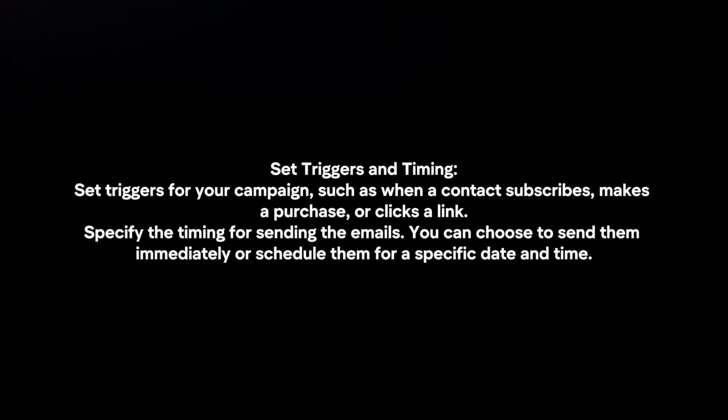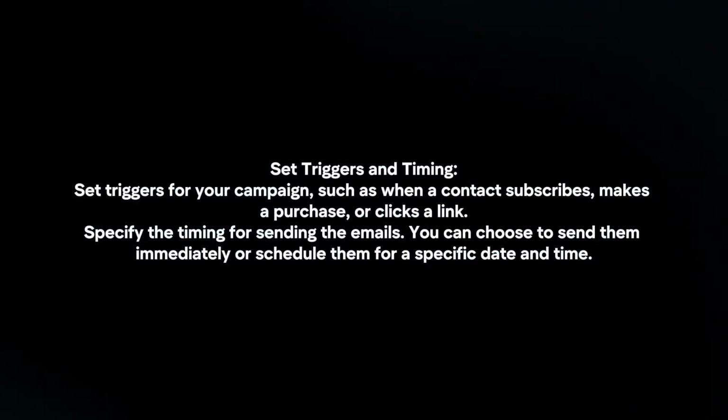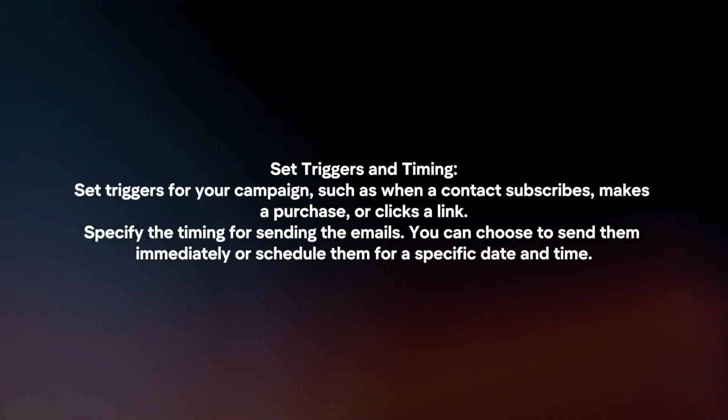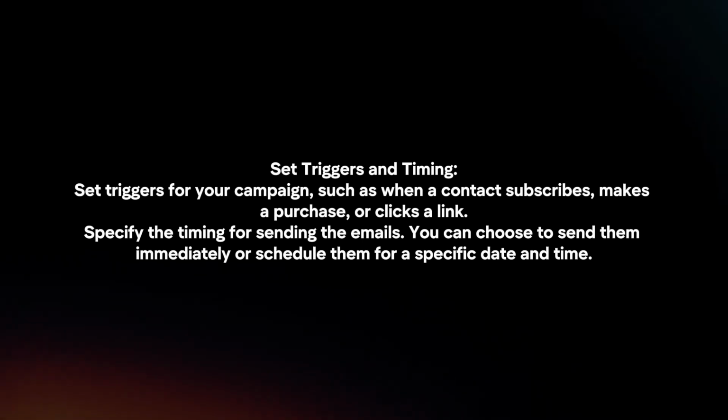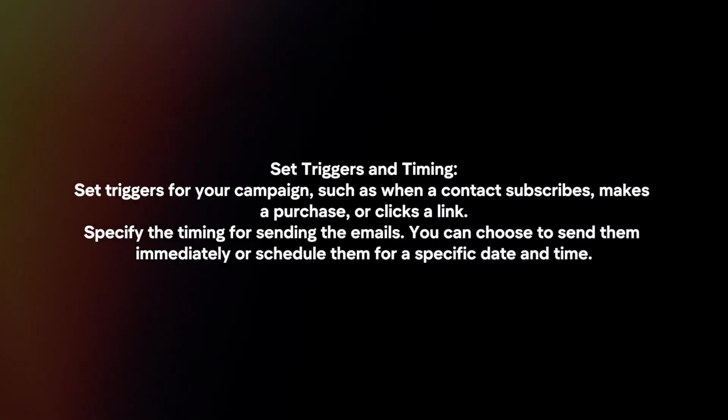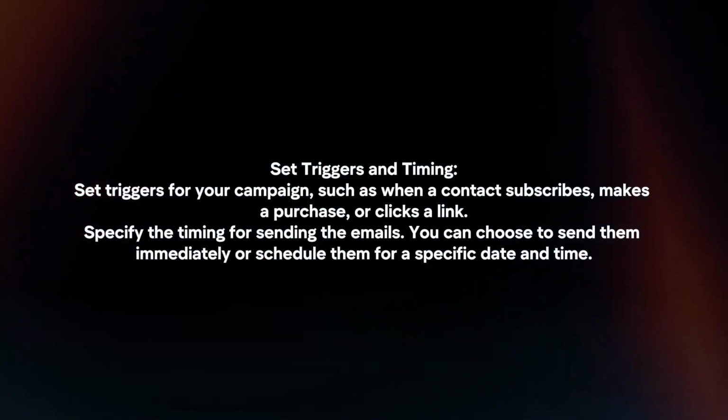Set triggers and timing. Set triggers for your campaign, such as when a contact subscribes, makes a purchase, or clicks a link. Specify the timing for sending the emails. You can choose to send them immediately or schedule them for a specific date and time.